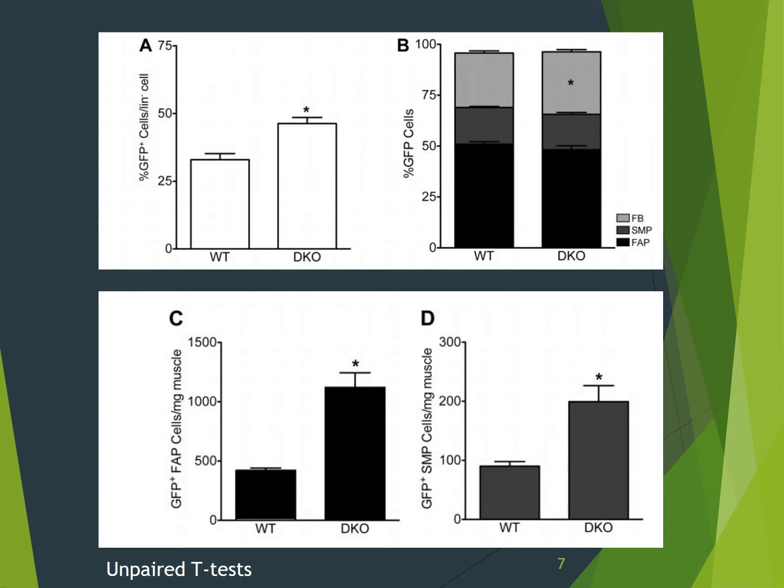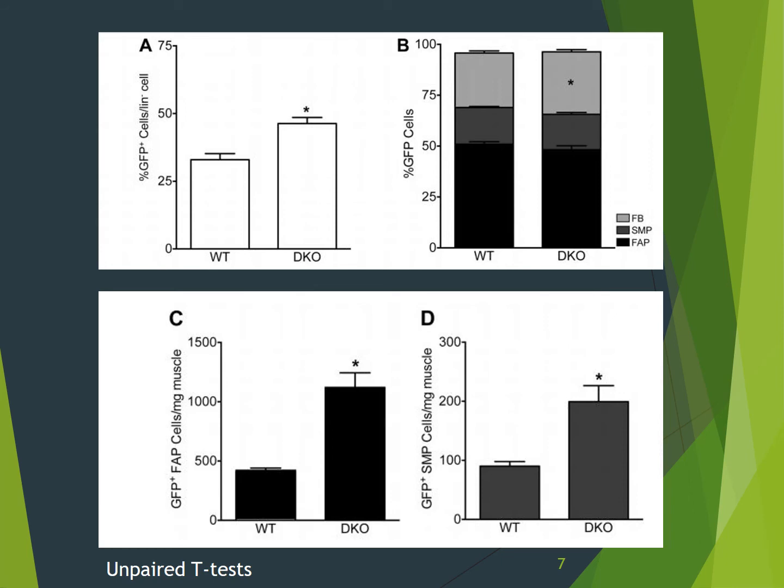They used the unpaired t-test to determine statistical relevance, and if it was determined to be statistically relevant, with a p-value of less than 0.001, they added an asterisk. In panel A, we're looking at the percentage of GFP positive cells compared to the lineage cells, which are cells that did not present the GFP fusion gene. And this is in wild type and the DKO mice. There was seen to be a statistically relevant increase in the knockout mice compared to the wild type mice.